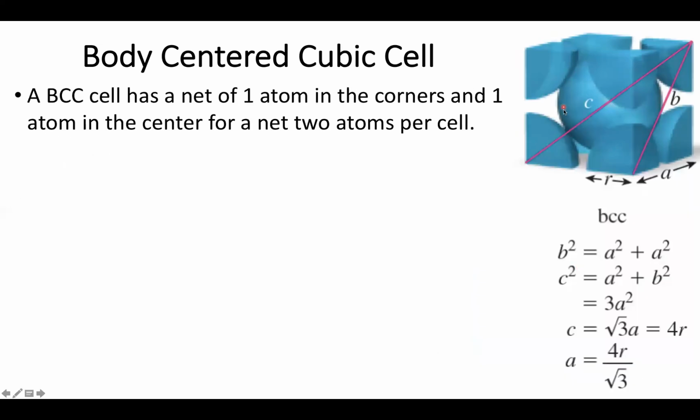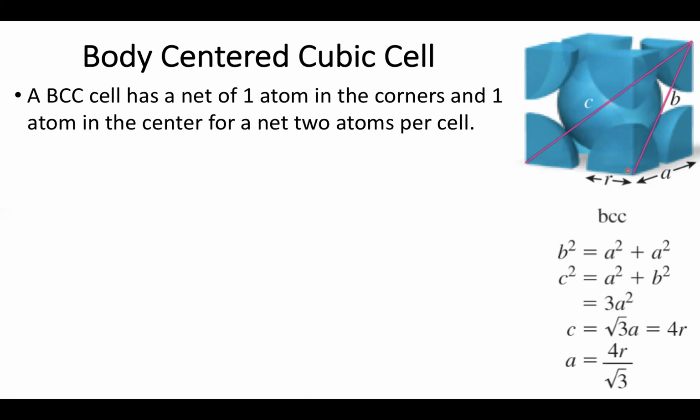So we still are going to have one atom in the corners because we have 8 corners with 1/8 of an atom each, but now we've added one extra whole atom in the center. So this means that we have net, on average, 2 atoms per unit cell. So the next thing we need to do is figure out, well, how big is the cell?